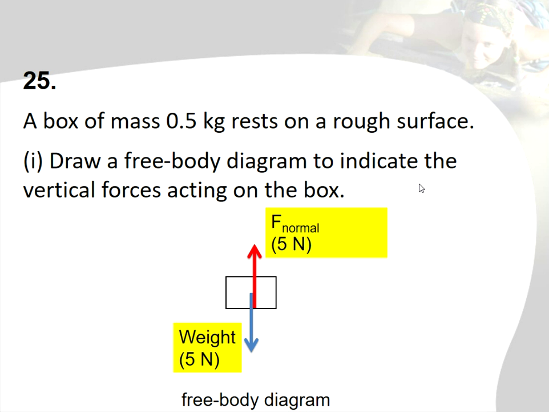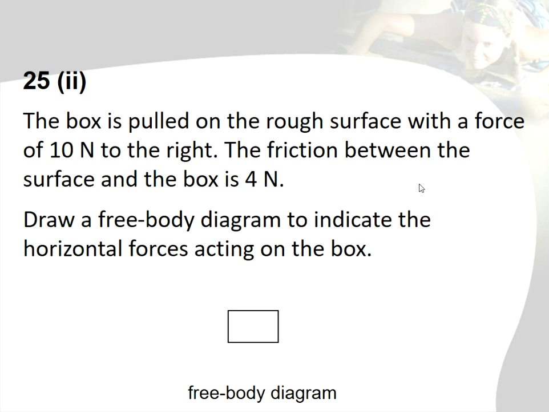Okay, next one. It is now pulled along the rough surface, 10 newtons to the right. So if you are being pulled, we start from here. Common sense, I start pulling from one side, so it doesn't cut through the box anymore. We are pulling, we are not pushing. So this is the horizontal force of the box for the pull.